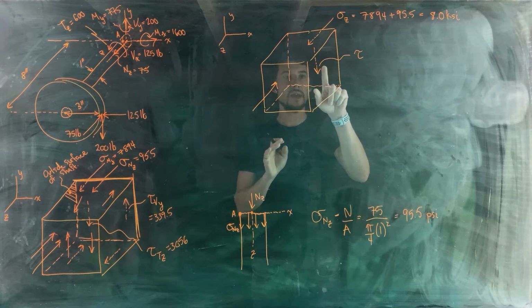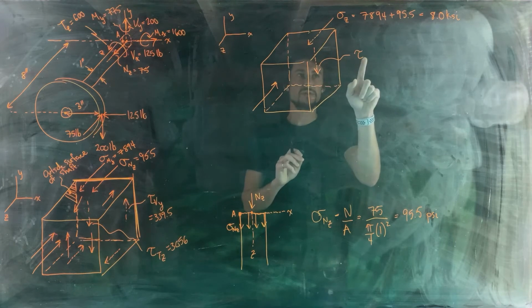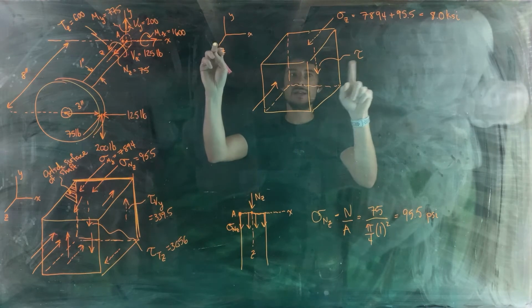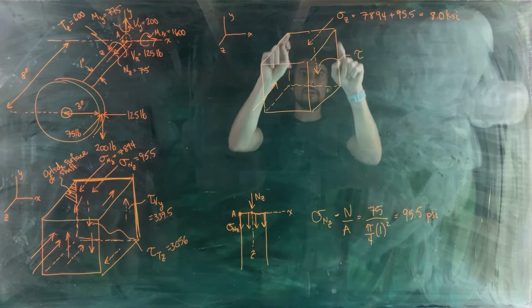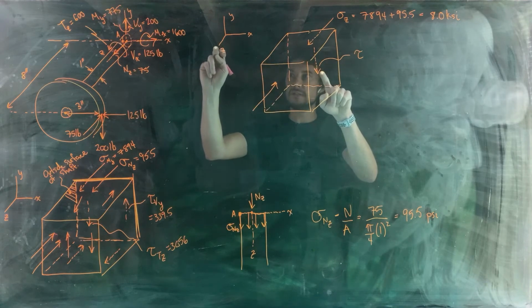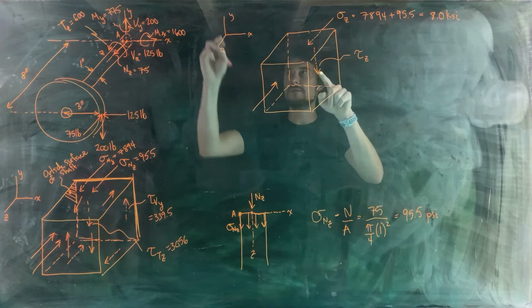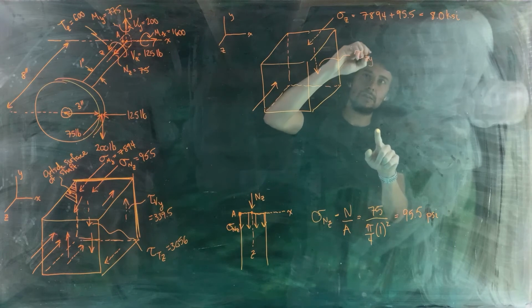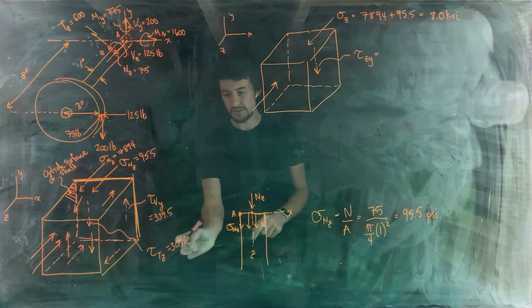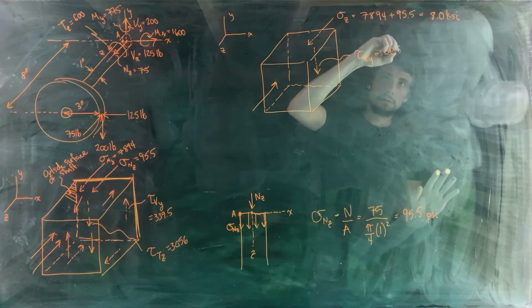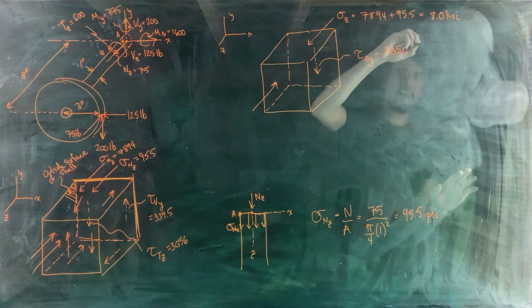Now let's get the naming notation of this straight. So the first subscript defines the axis that the plane that the shear stress acts on is perpendicular to. So the plane that tau acts on is perpendicular to the z-axis. So z goes in here. And then the shear stress is parallel to the y-axis. So that's the second subscript. So this shear stress is named tau zy. And its magnitude is going to be 3056 subtract 339.5.